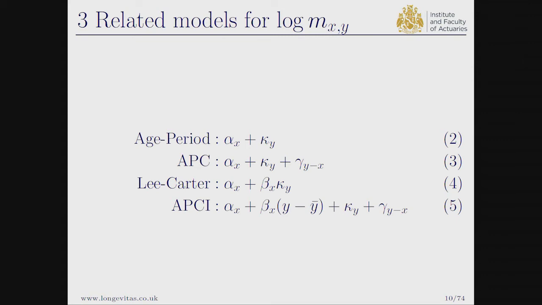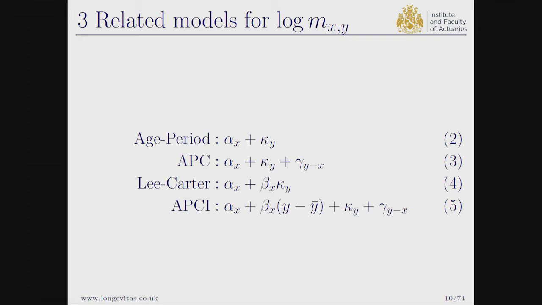What we're going to do in the paper is compare it to three other models which are related either directly or perhaps indirectly in terms of similar structure. First is the very simple age period model, which says that the mortality experienced in any given year is simply an age component plus a calendar year period component. There's the age period cohort model, an extension, which says that the mortality in a given year is a combination of a pure age effect, a pure period effect, plus some so-called cohort effect, which is related to the year of birth.